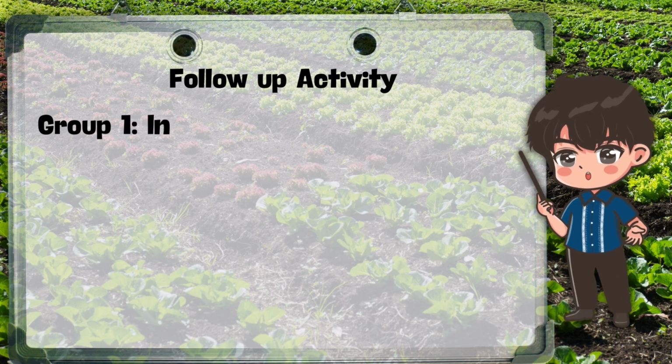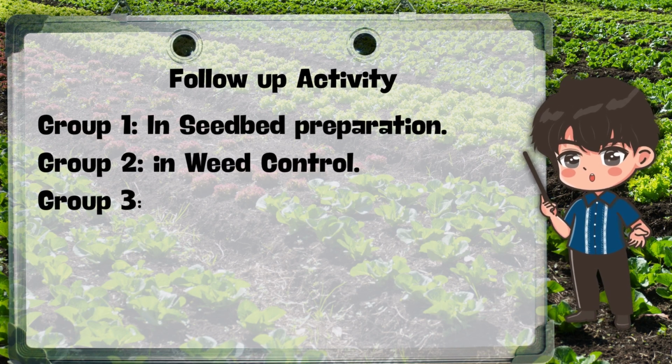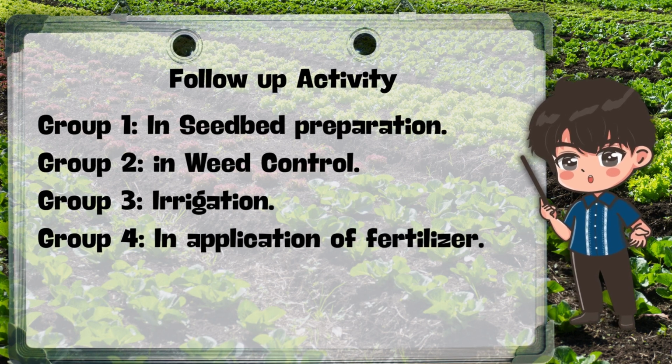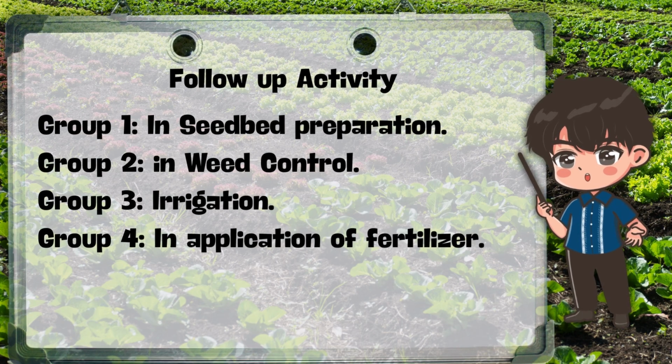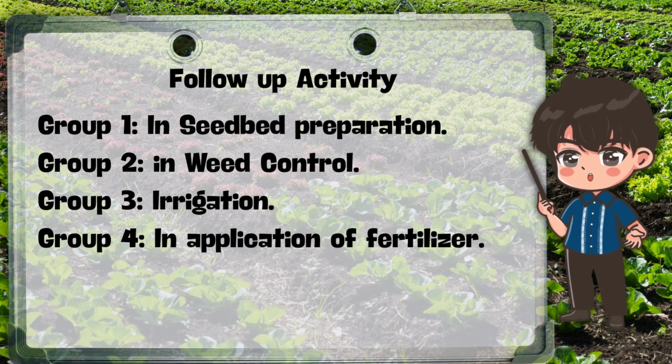Group 1, in seedbed preparation. Group 2, in weed control. Group 3, irrigation. Group 4, in application of fertilizer. Each member of each group will be given time to share what he or she learned from the learning buddy session. Then, each group will select 2 experts.